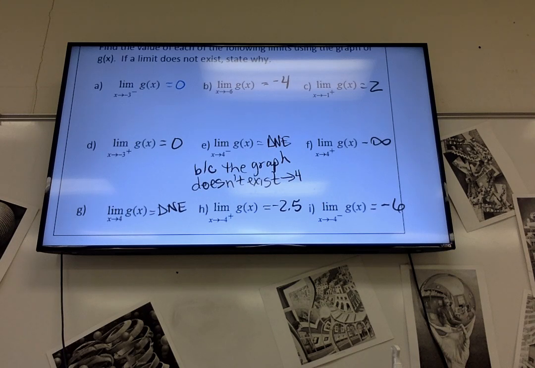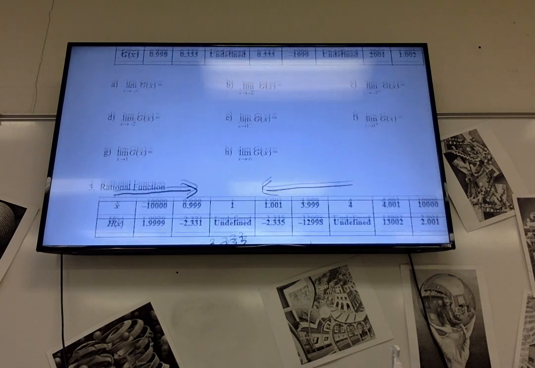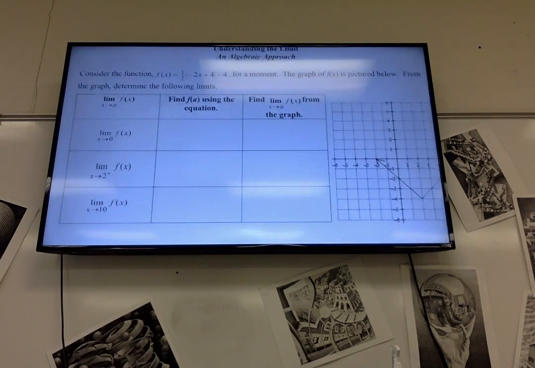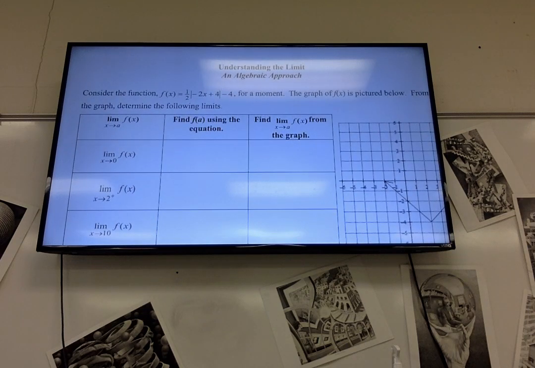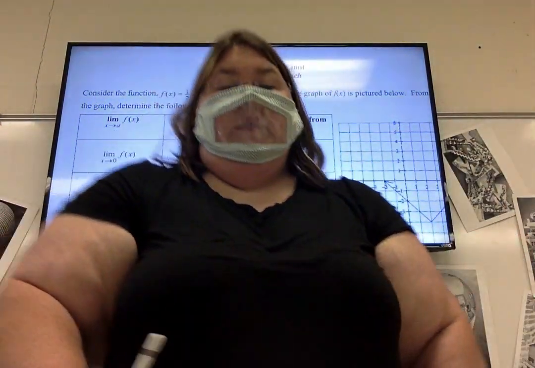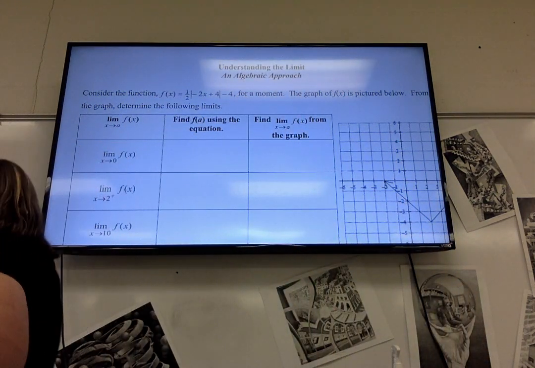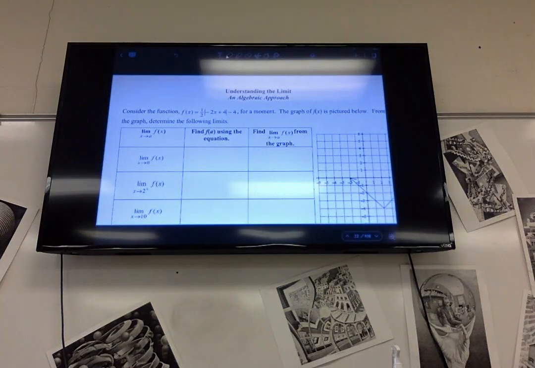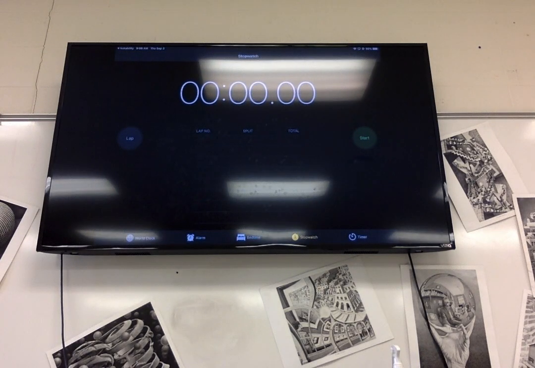All right, so now we are going to move on to this new packet that I gave you, which for those of you at home, it's the blank notes. It's the next set. Understanding limit. Now we're going to do it algebraically. Instead of looking at a graph, we are going to look at an equation. Let me set a timer so that I remember.